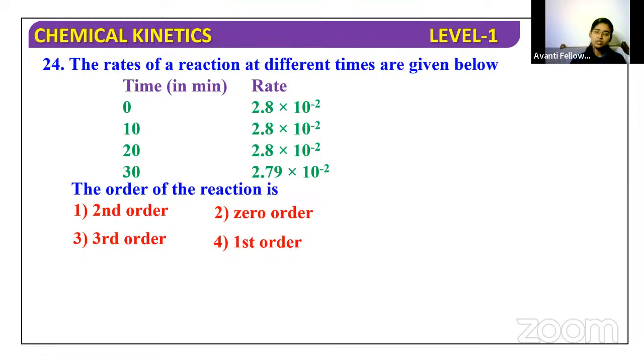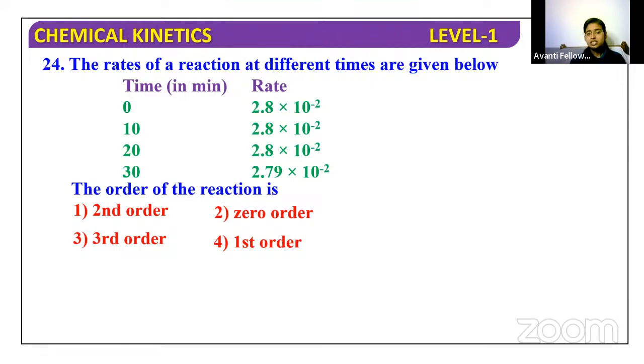At time t equal to 0, rate is 2.8 into 10 power minus 2. After 10 minutes also, it remains the same. After 20 minutes also, it remains the same. After 30 minutes also, it is almost 2.79, which is nothing but 2.8 only. It remains the same. So what do you understand? What could be the order?